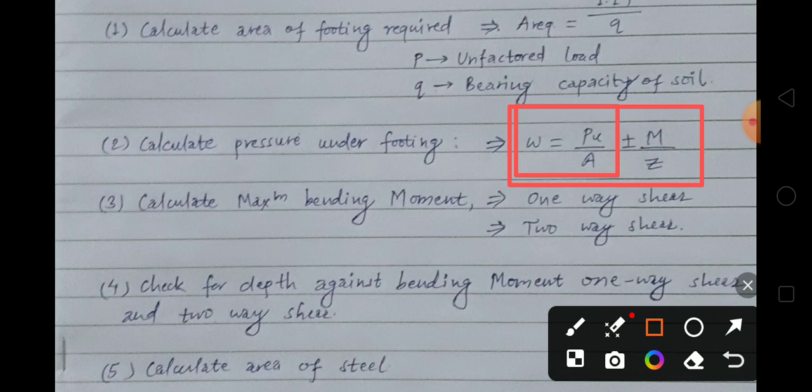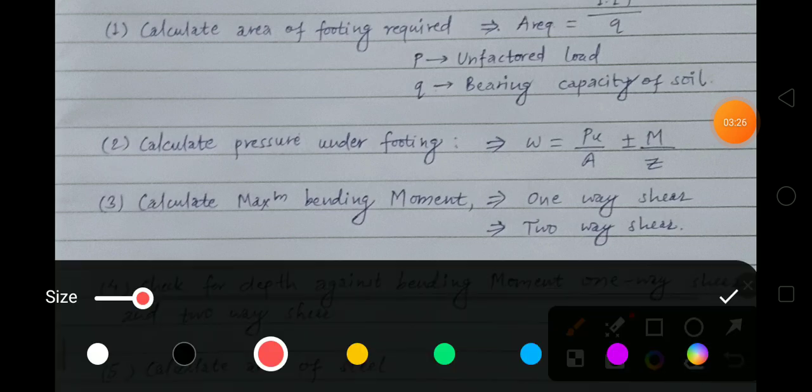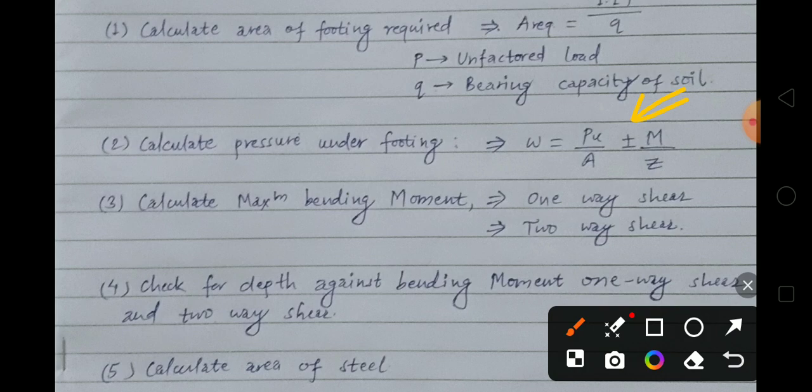You can see here there is a plus minus. What does it mean? If you take the positive value, that is plus, then you calculate the maximum pressure under the footing. If you take the negative value, then you calculate the minimum pressure under the footing. We will see this in detail in the numerical, but keep in mind that we have to follow all these steps.